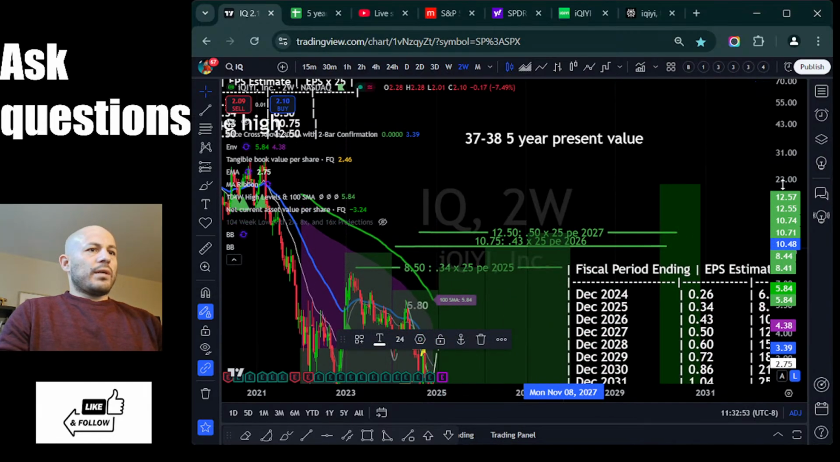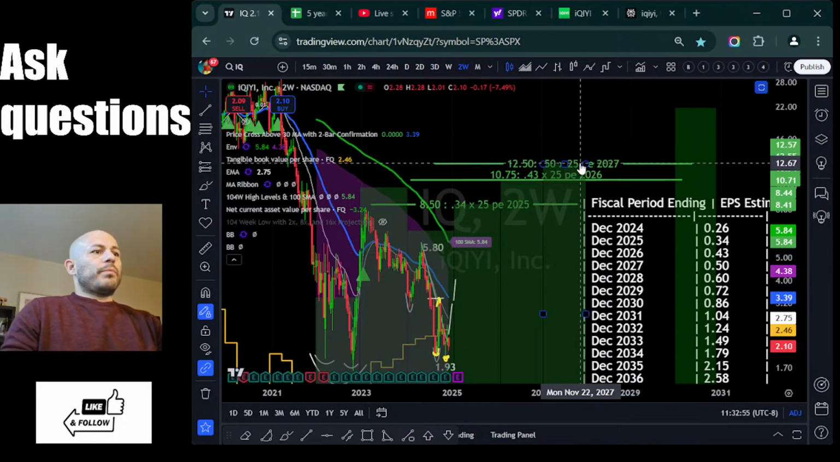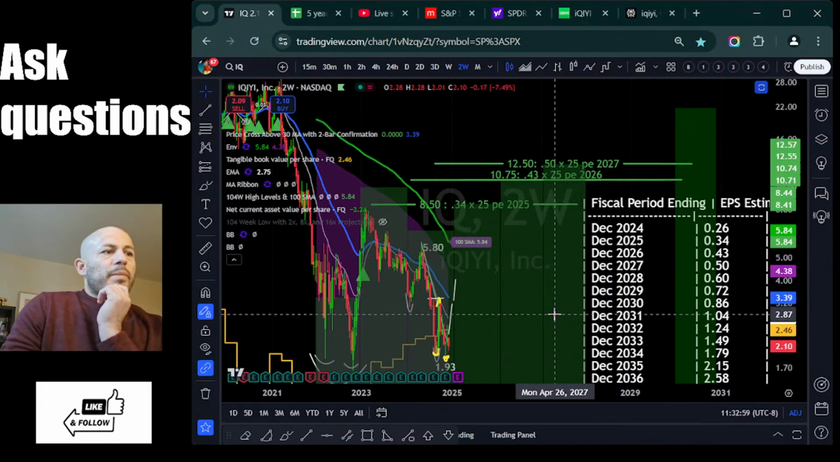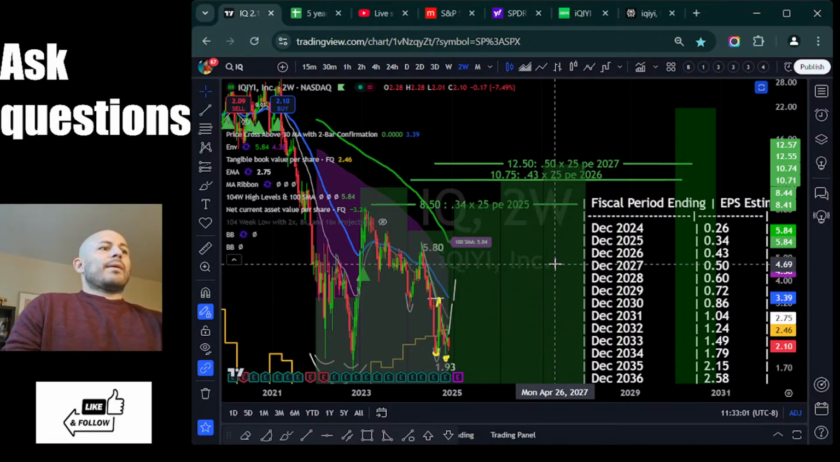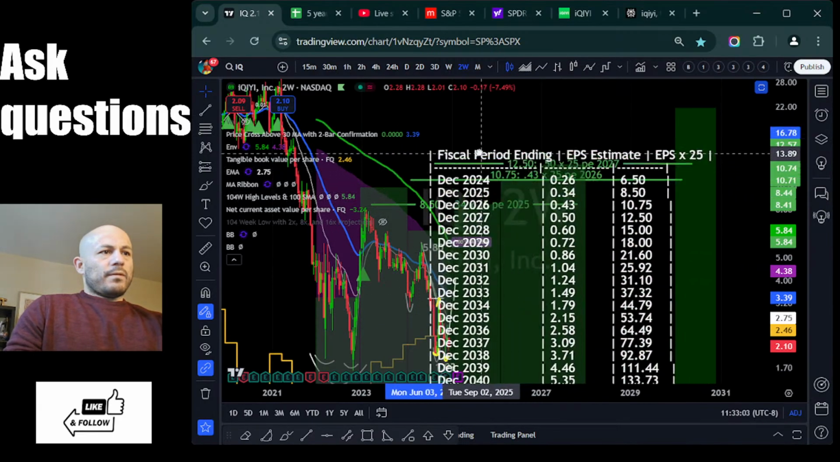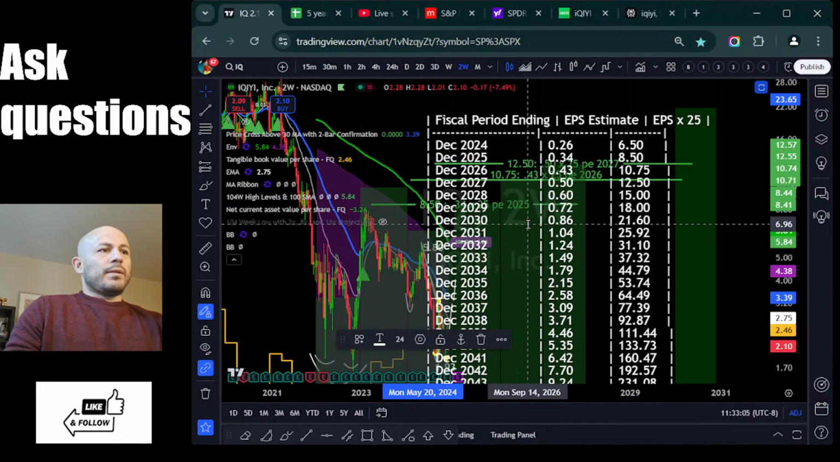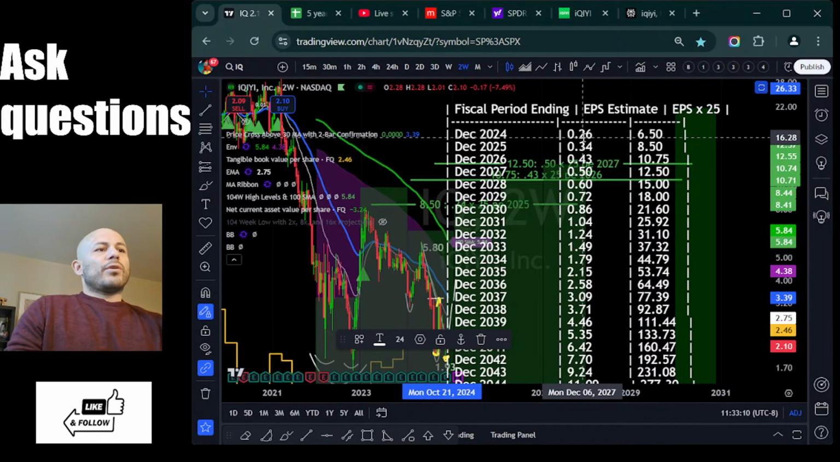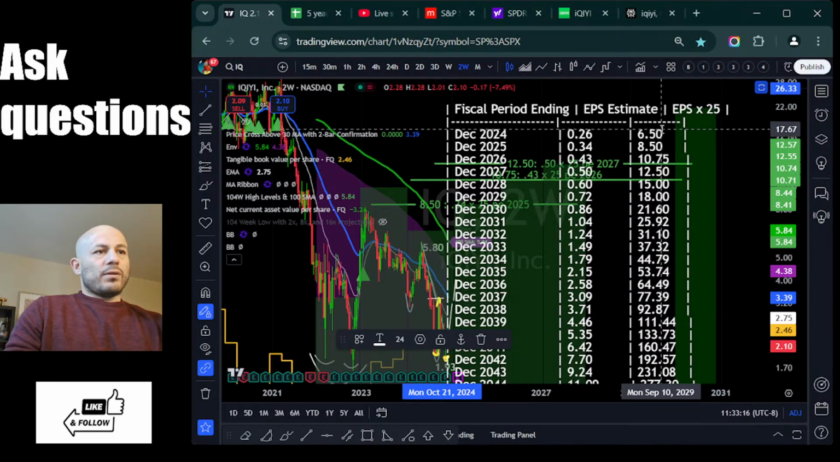So I've already drawn out levels of what it should be worth if those earnings pan out the way they're expected to by analysts. AI helped me make this. I plugged in the earnings and then projected them out and then plotted a 25 PE price. So IQ should be worth $6 easily.